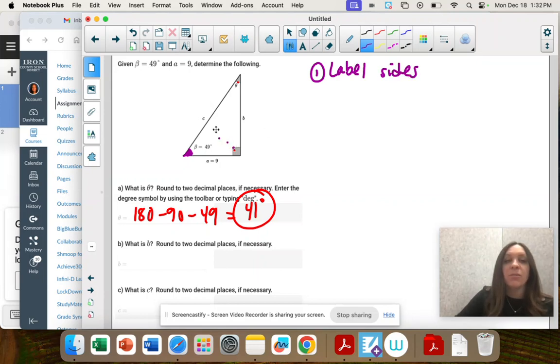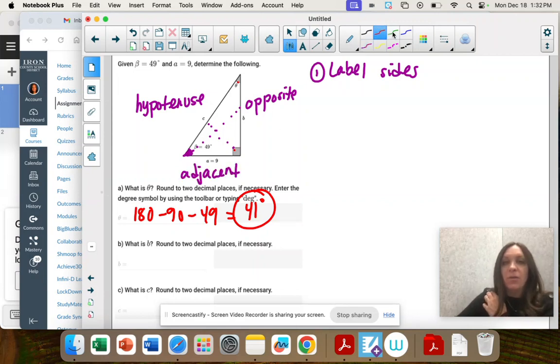So across from the right angle, that's the hypotenuse. Across from the angle is the opposite. And then the remaining side next to the angle is the adjacent. Okay, and we are going to start with solving for B.